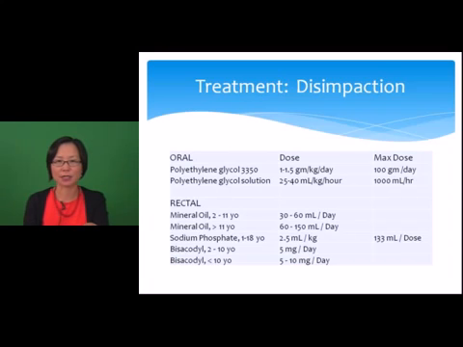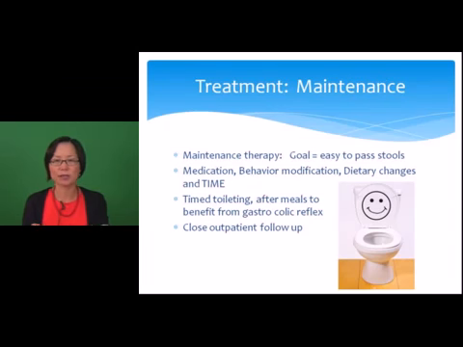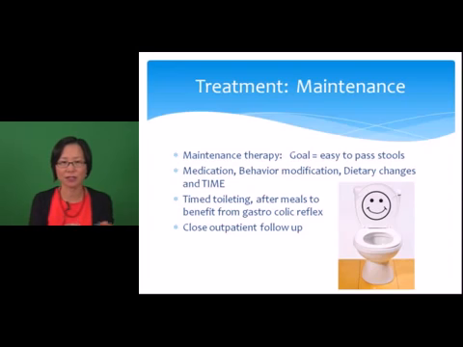Once somebody's disimpaction is complete, then you're ready to move on to maintenance therapy. The goal for maintenance therapy is to allow the child to have easy-to-pass stools on a regular basis. This requires a lot. The main key to maintenance therapy is medication. We talk about behavior modification, dietary changes, and time, but honestly, the only thing that has really been proven to be effective is medication maintenance therapy.